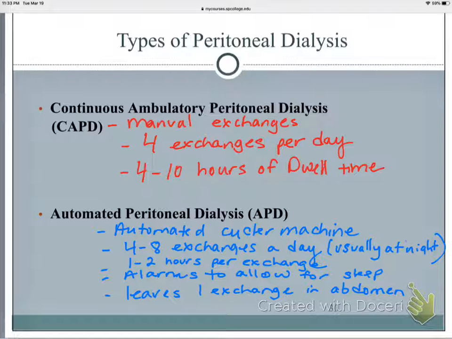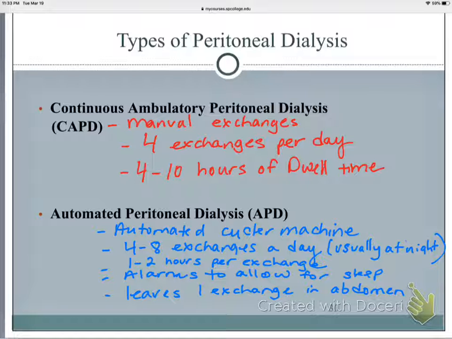And I've seen people with these machines, and they still have dialysis nurses in the facility that come in and check on them. So it's not like they're left on their own to do it all the time. They do have help. Thankfully for our dialysis nurses, they're wonderful.